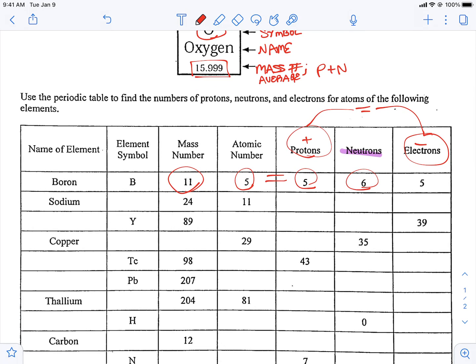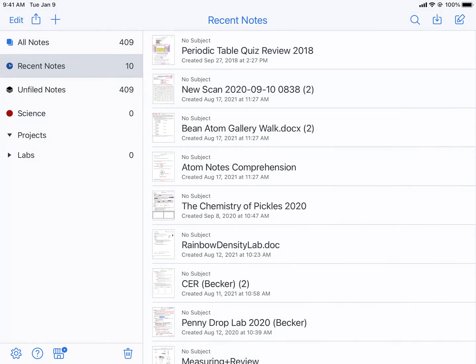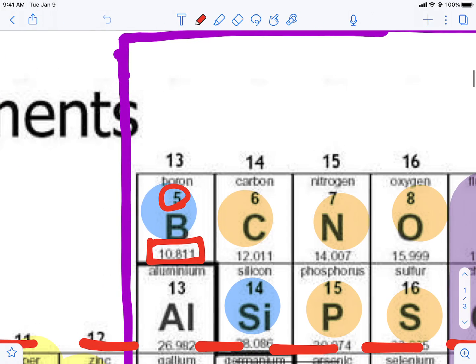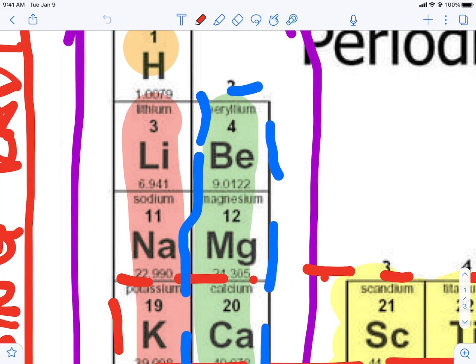So I'm going to go back to my periodic table and find sodium. All we know about sodium is that its atomic number, which is again the number of protons, is going to be 11. That means that in its box, it should have 11 at the top. So we're going to go back and check out a periodic table and we find sodium. Sodium is in the third row, and because it's in the third row, its number is 11.